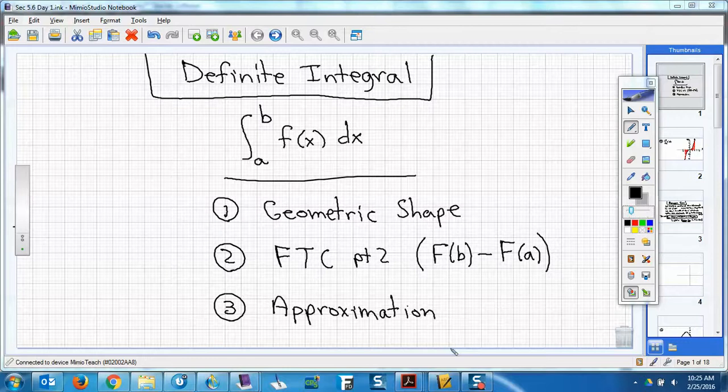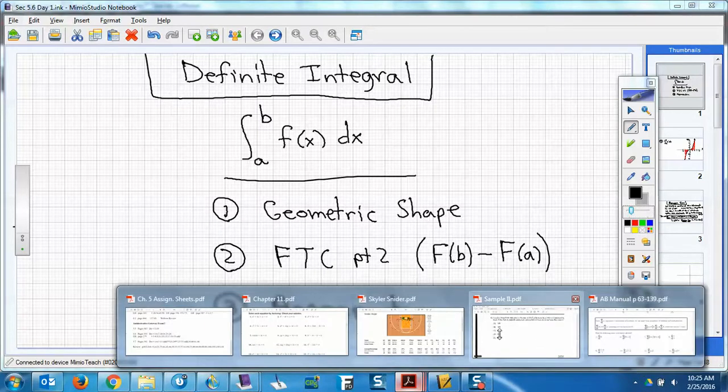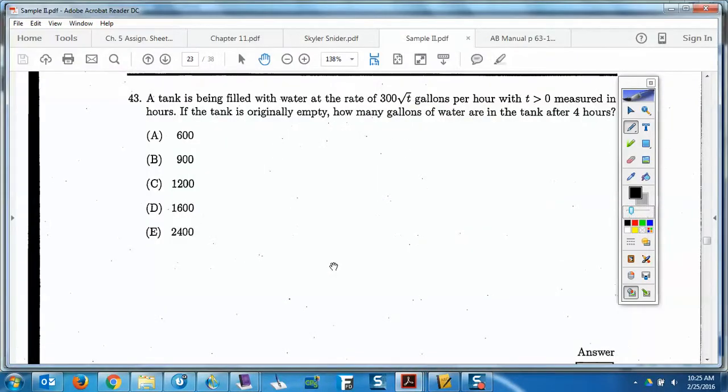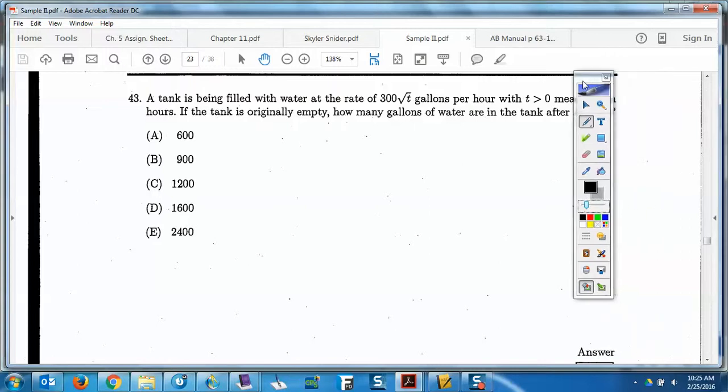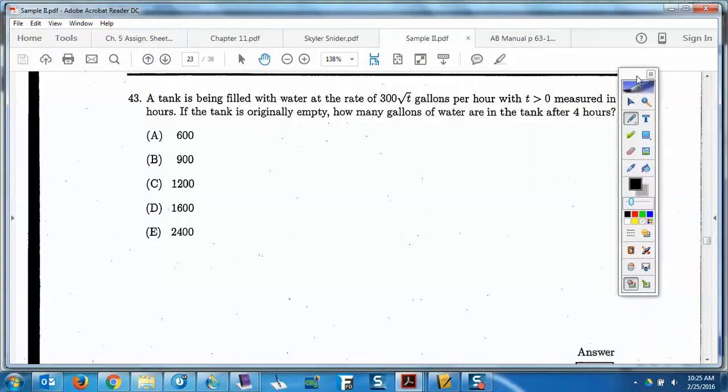So, matter of fact, maybe I should look at this first. On that sample 2 packet that you were supposed to be looking at today, I was going to look at this problem right here. And so maybe you want to pull that out. So as I write this down, you can jot it down because you may not have gotten this one. This is number 43.